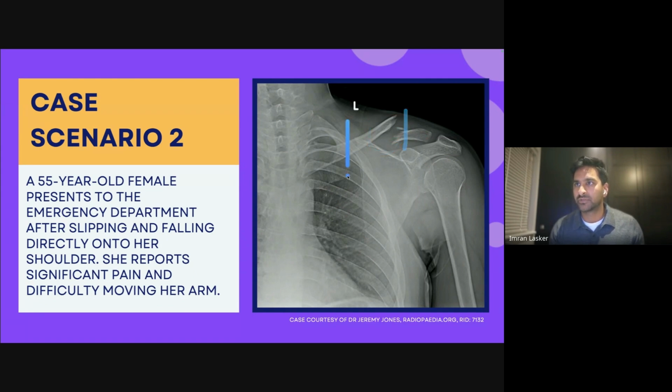I would say that's middle third. And this looks all aligned. The acromioclavicular joint actually looks okay. It's the shaft that looks abnormal. So this may be a situation where you actually have maintenance of the ligaments here, but a fracture of the mid aspect of the clavicle.